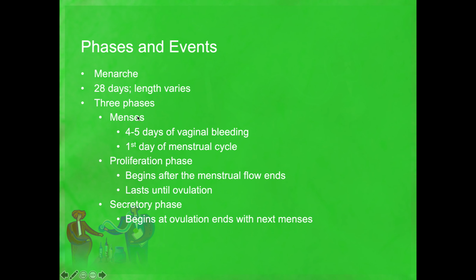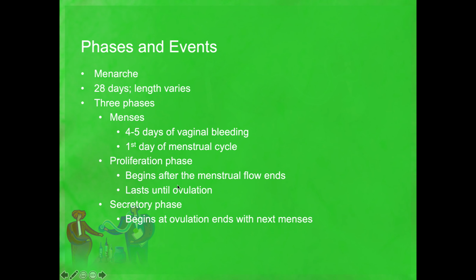Okay, menses comes in 3 phases: menses, proliferation, and secretory. During the menses phase, that's when it's active bleeding. So that's when the uterus is actually shedding the endometrium, and it happens about 4 to 5 days of bleeding. It is the first day of the menstrual cycle. So the first day that you're bleeding is the first day of your menstrual cycle itself.